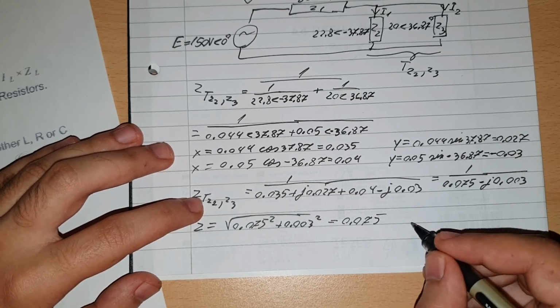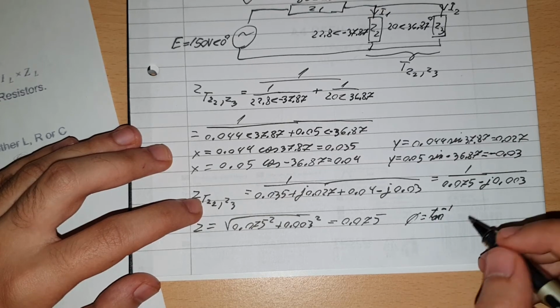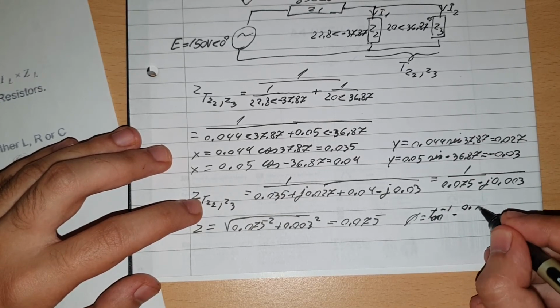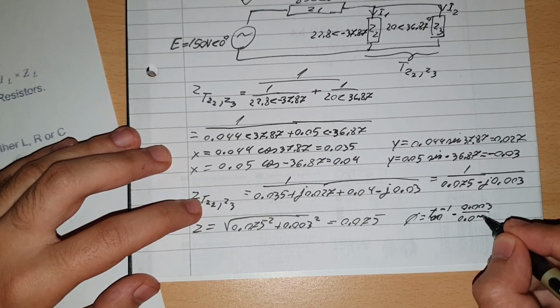The angle will be equal with tan inverse of the negative value, minus 0.003, because j is negative, over 0.075.